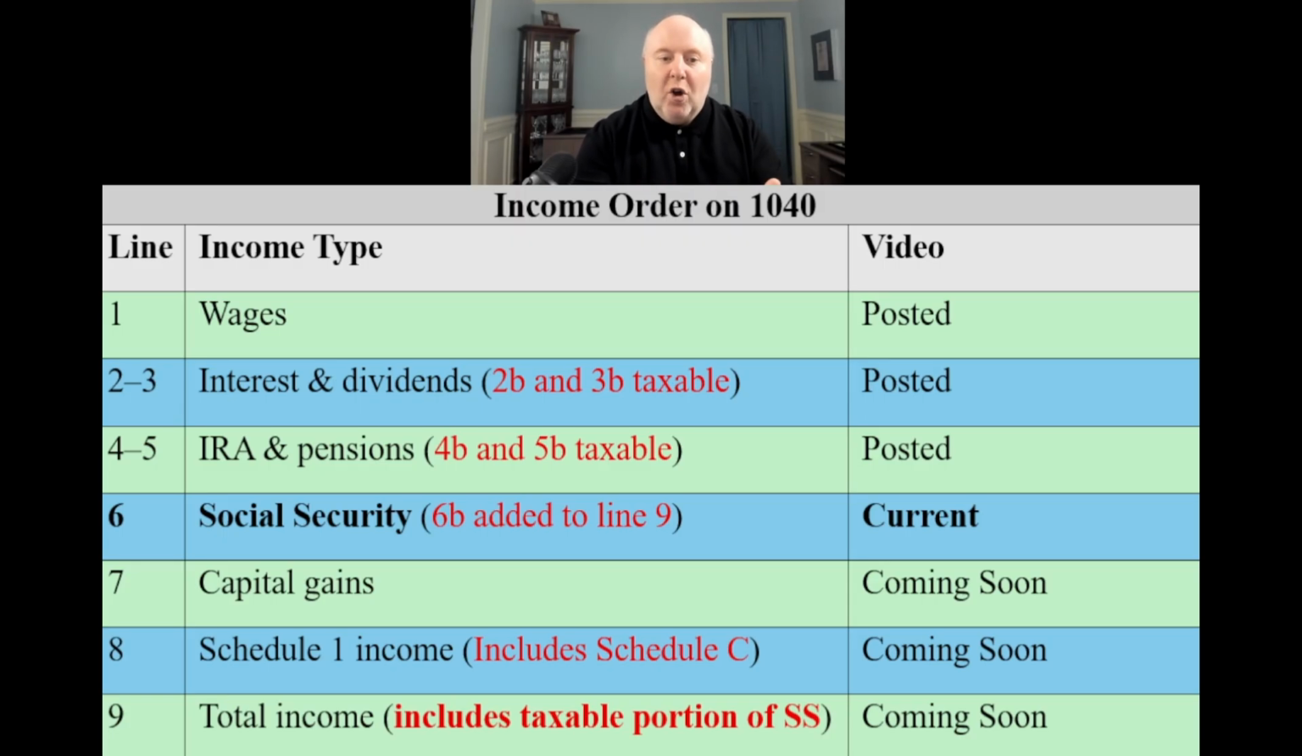But we're using wages, and then lines 2B, 3B, 4B, 5B, and then we'll calculate 6B for this purpose, and then we'll be using capital gains, and then our Schedule 1 as well, which will go to line number 8 on our return. All right, well, let's go take a look at lines 6A and 6B on the 1040 so we can see how it is set up.